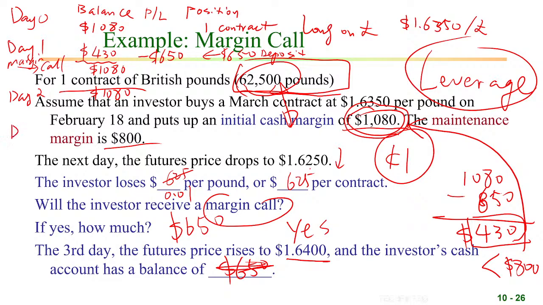And then on day 3, let's say it goes to 1.64. So if it goes to 1.64, it's from 1.625 to 1.64. So the difference is it's going up by 0.015. That's a dollar per pound. And your position is one contract. You multiply by 62,500.